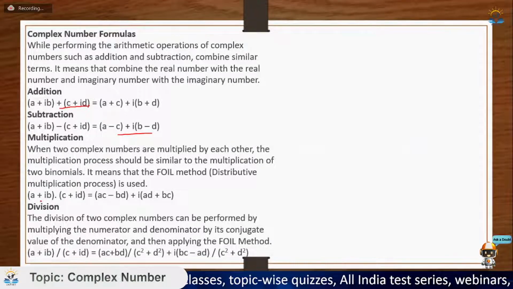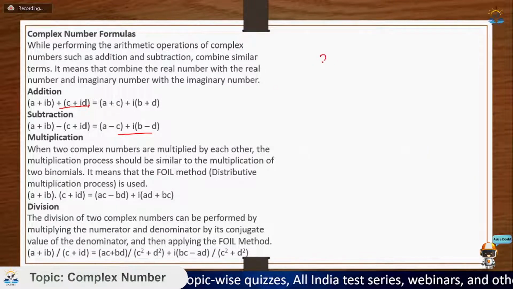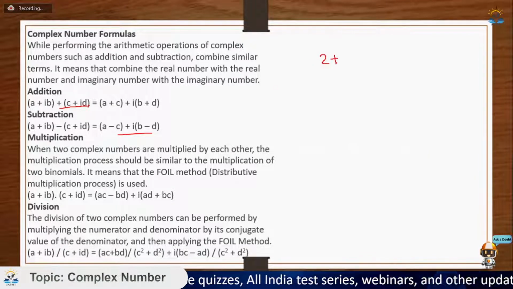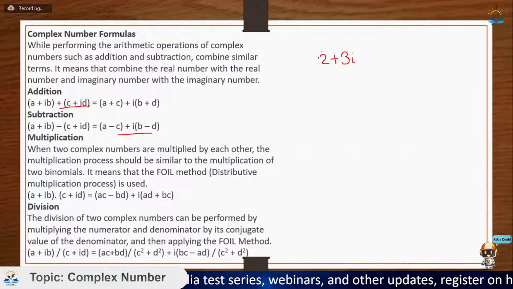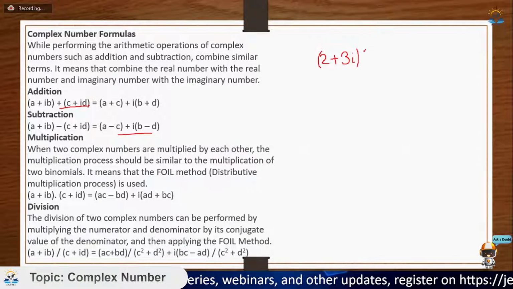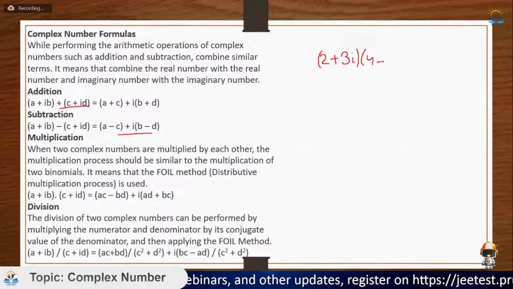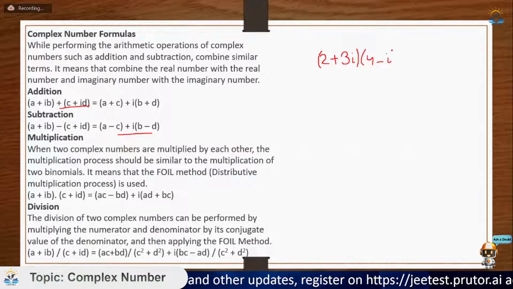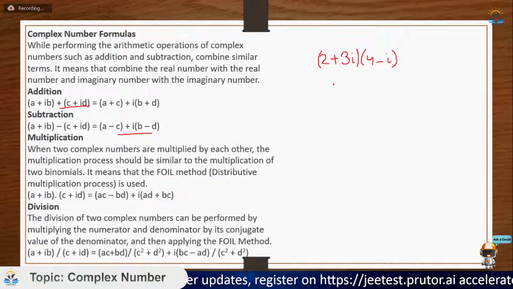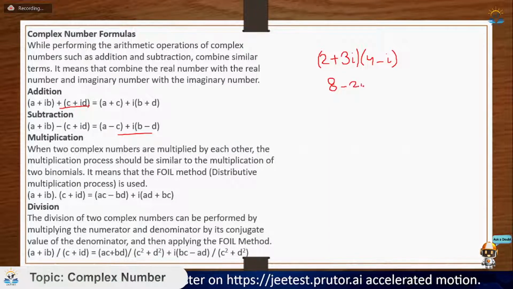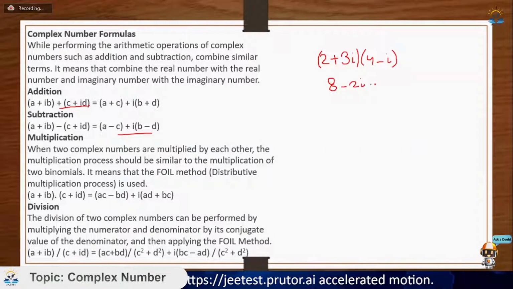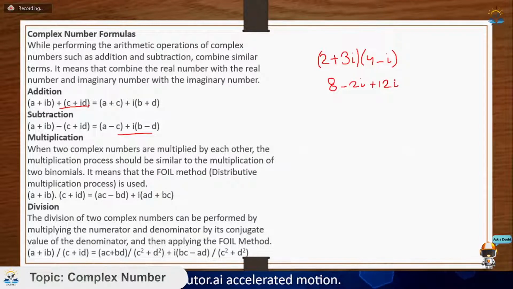For multiplication, I will show how to multiply two complex numbers. Let's take an example: 2 plus 3 iota multiplied by 4 minus iota. So how to do it? It's pretty simple. 2 into 4 is 8, then minus 2 iota, then 4 into 3 is 12, so plus 12 iota, and then here iota is multiplied by iota. So you will get iota square.